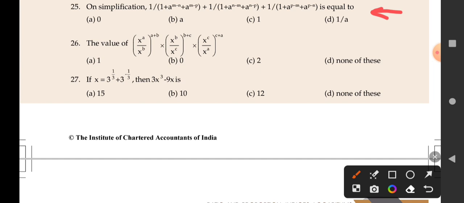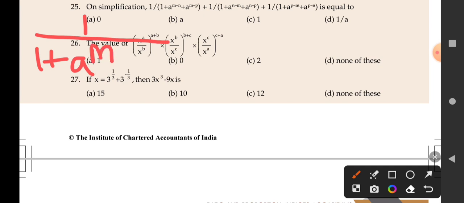So what do we have? Okay, let me do just the simplification part so that you will understand. Now we have to LCM it, since here in the denominator we have a power n and a power p. So what do we have? I'll write it again so that I will be able to explain properly.